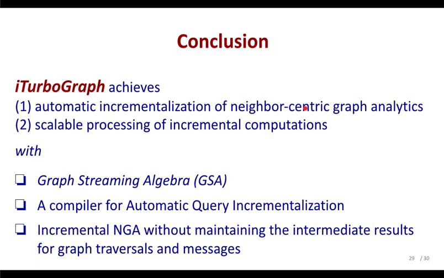Now we conclude. iTurboGraph achieves automatic incrementalization of neighbor-centric graph analytics and scalable processing of incremental computations. With our proposed graph streaming algebra, and a compiler for automatic query incrementalization, and incremental NGA without maintaining the intermediate results for graph traversals and messages.